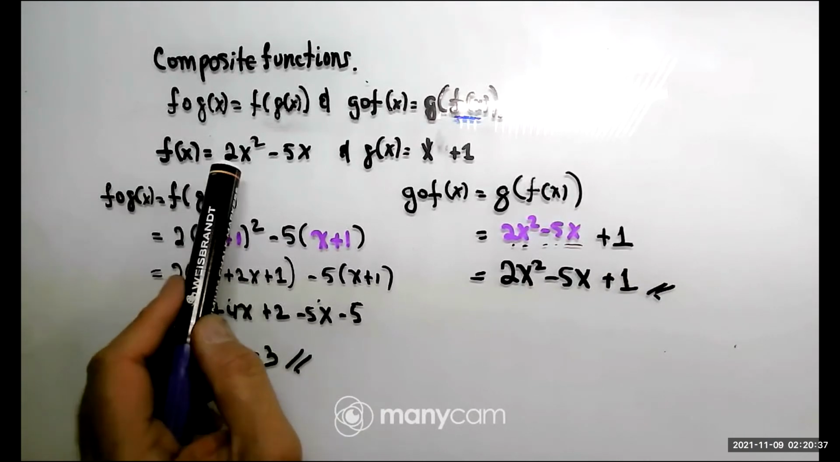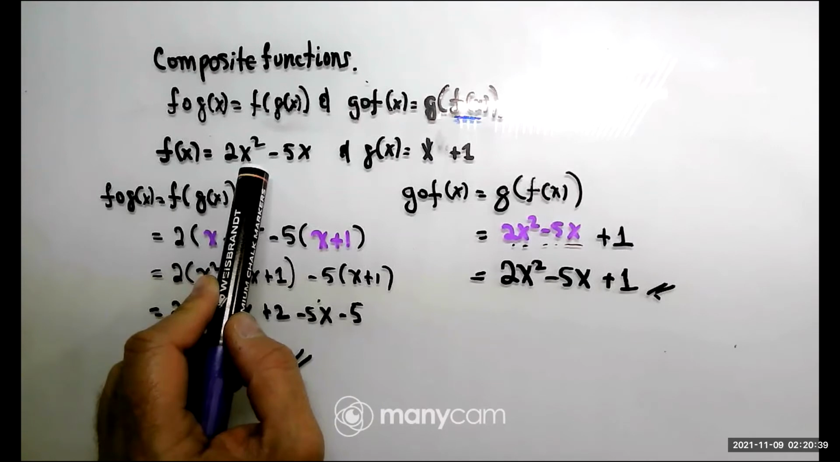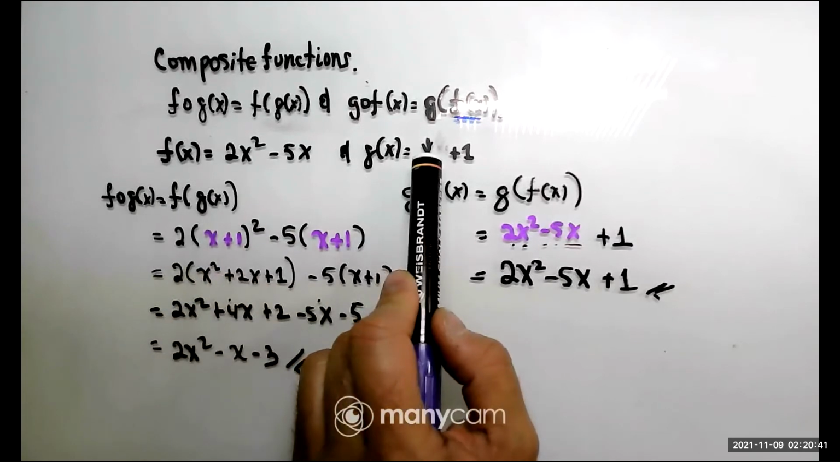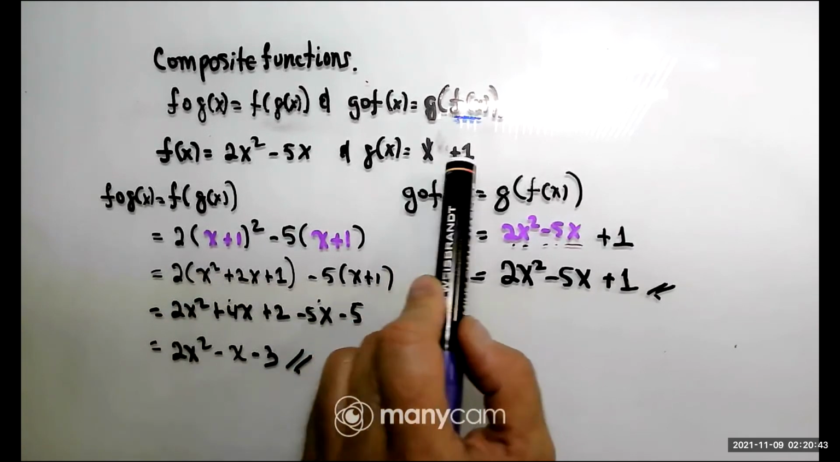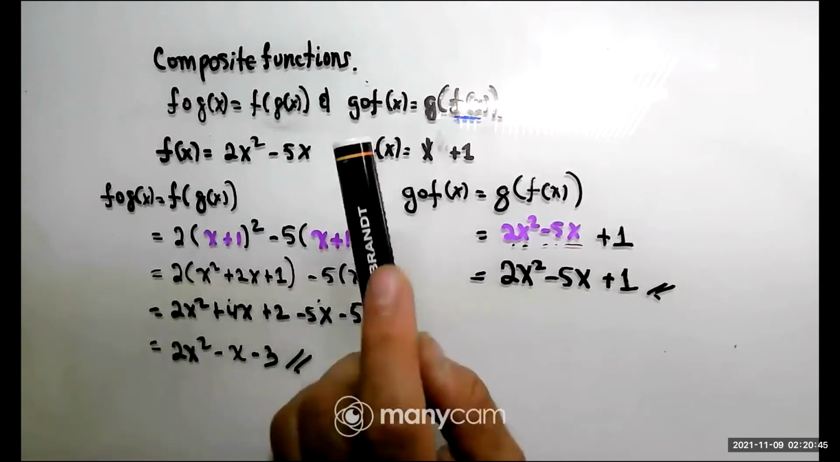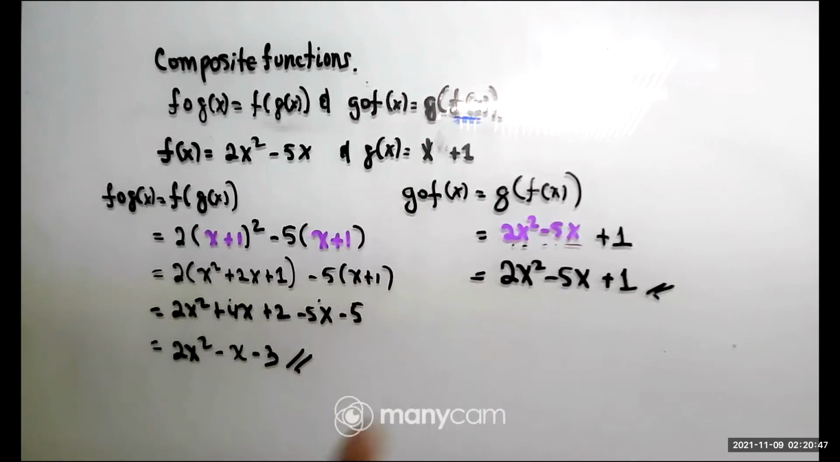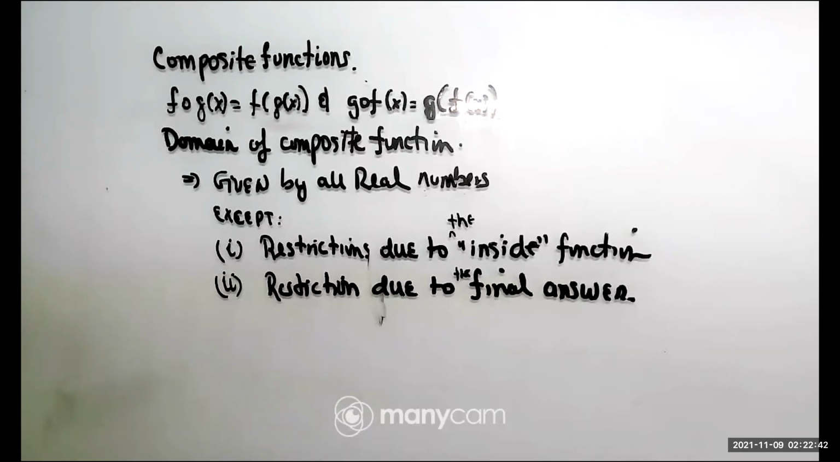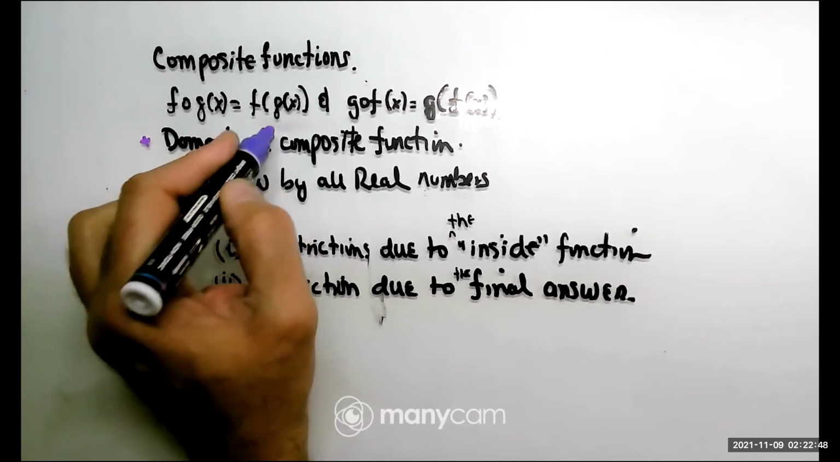Once again, my f of x is a quadratic function, so the domain is all real numbers. g is a linear function, therefore all real numbers as a domain. The resulting functions are quadratic functions, therefore all real numbers. So we are safe. Before we do example number 3, let's talk a little bit about the domain of the composite function.